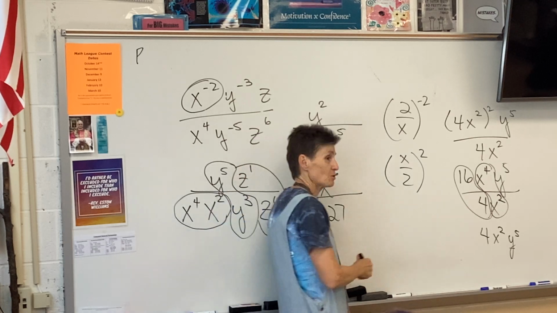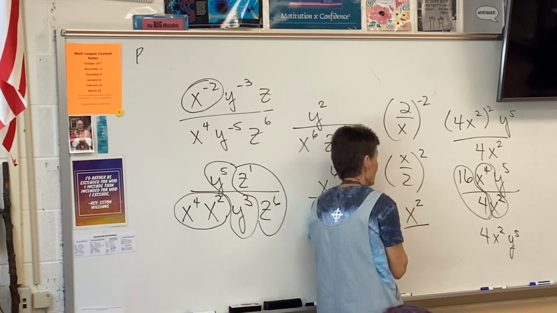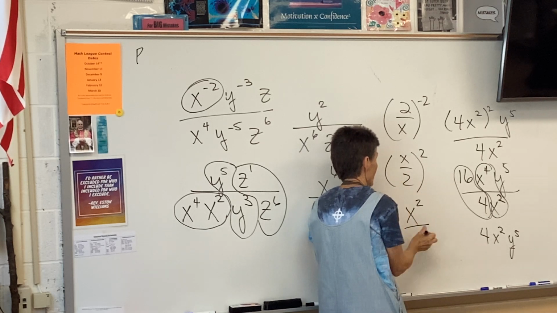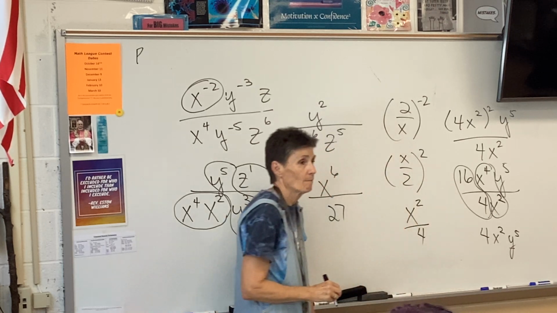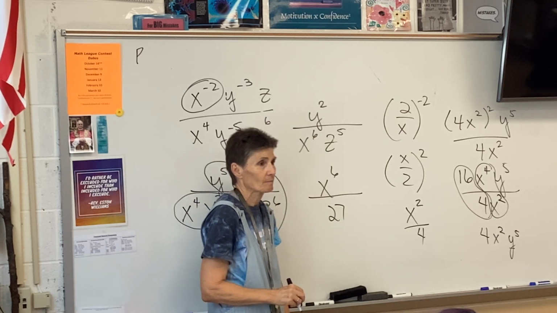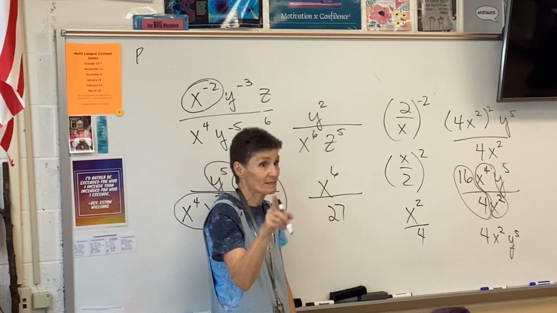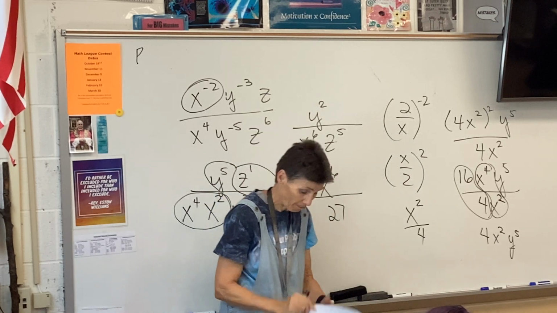Alright. So our answer will be x squared, not 2x, x squared over 4, right. When do we get 2x? When we add x plus x. Yeah, x plus x would be 2x.